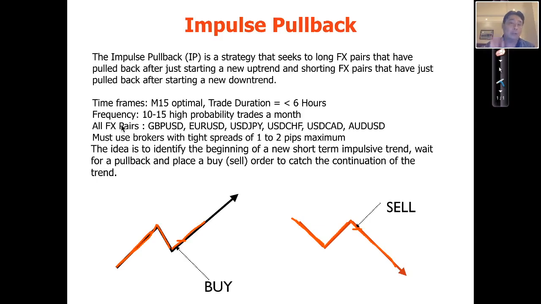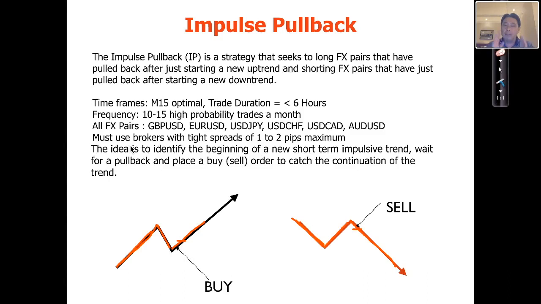Now, how often do these setups appear? These setups can appear quite often, but I only take the high probability setups, which I'll tell you how to identify. For these high probability trades, I would say an average of 10 to 15 a month for this particular strategy. Now, this works on all forex pairs of major currencies. So you've got the pound dollar, euro dollar, dollar yen, dollar franc, dollar CAD, Aussie dollar, pound yen. Any of the 8 major currencies and the different pairs that they create.